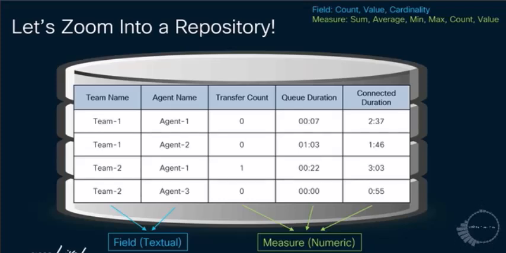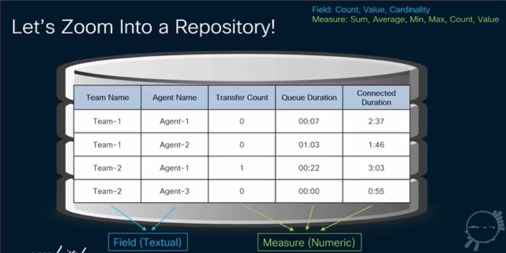In this case, it would be 4. Because when we're returning a count, we're just simply returning the number of rows that query returned to us. So we have 4 rows returned, we're going to return a count of 4 in this case. If I asked you for the cardinality of agent name, 3, exactly, right?